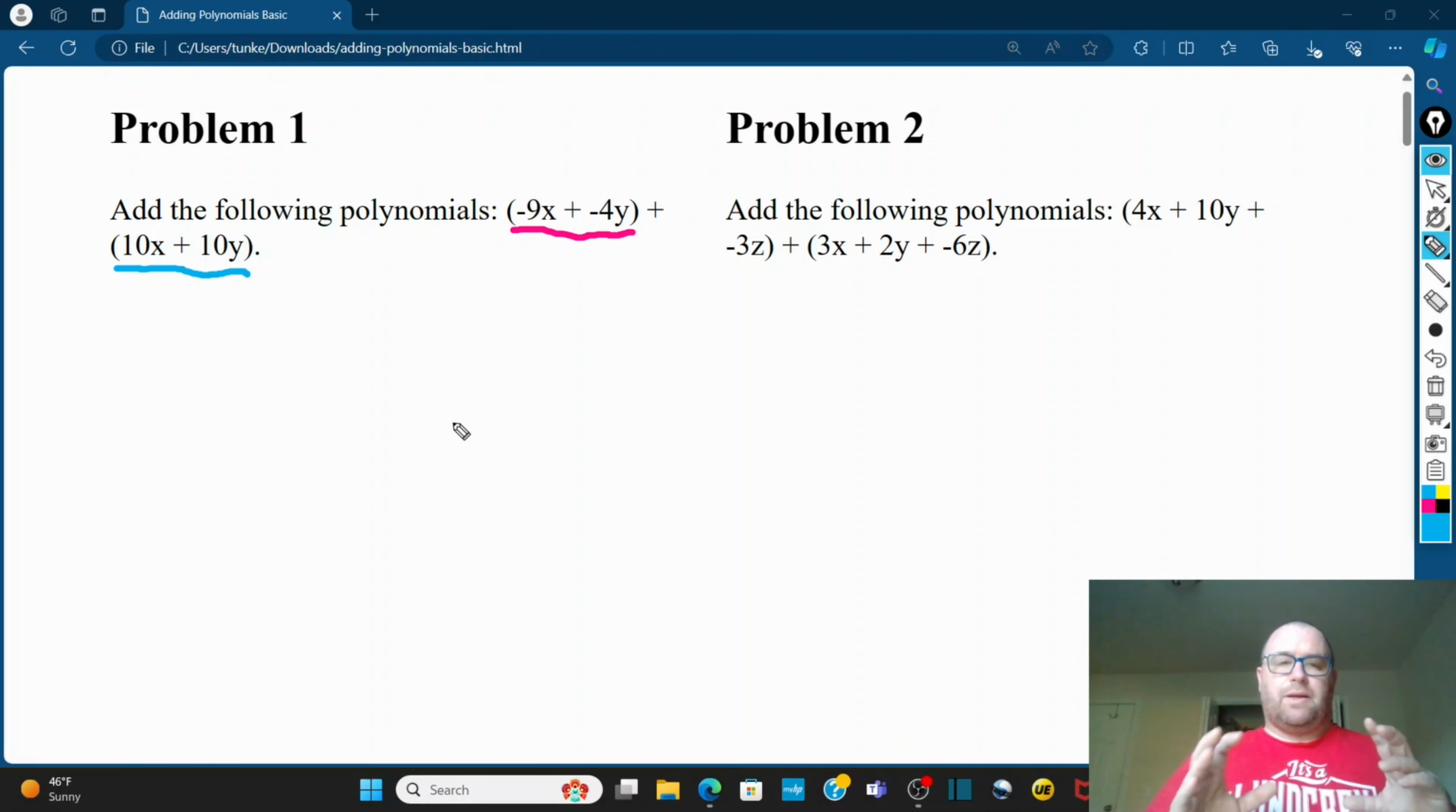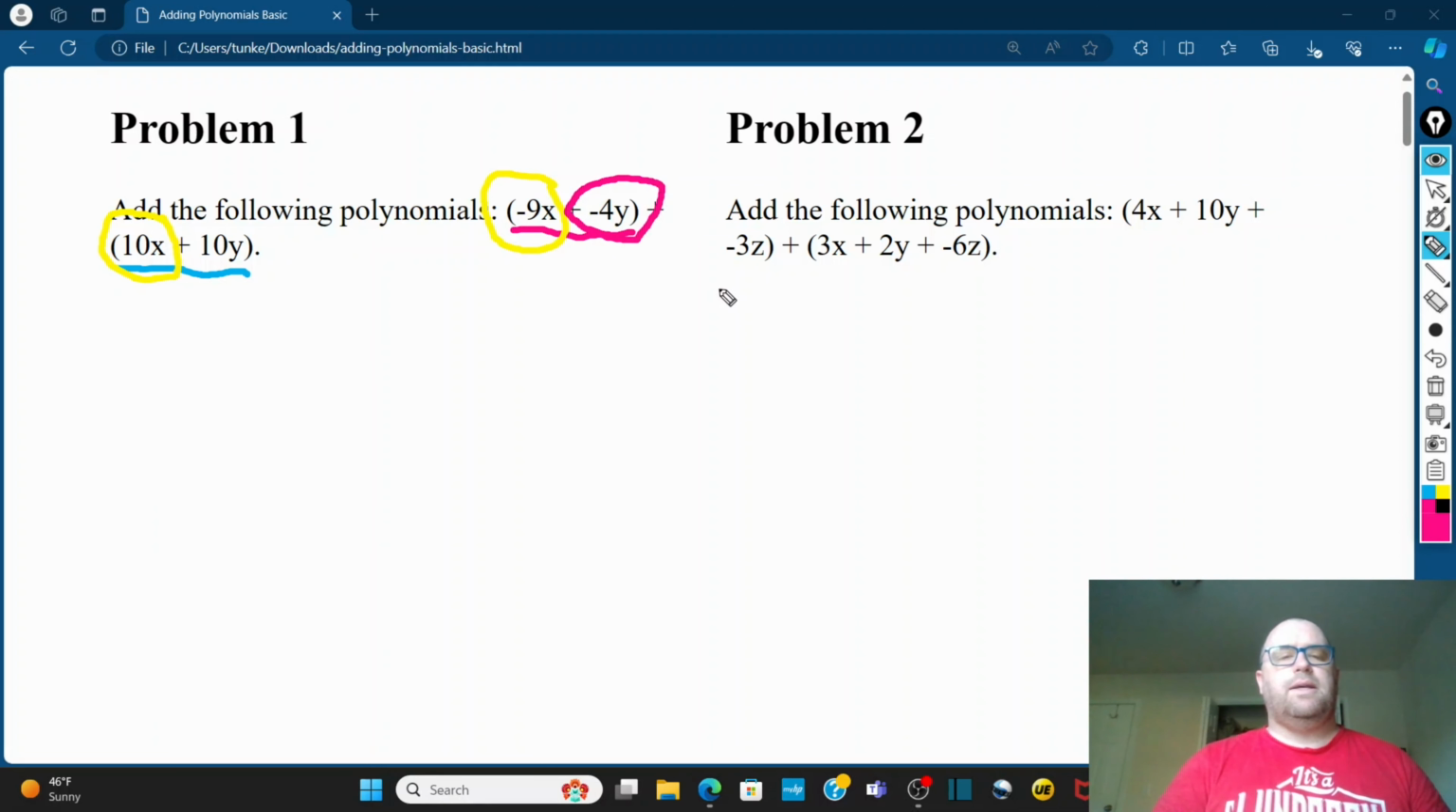So what we can do is we can combine terms that have the same variable. So for instance, terms that have the variable x are going to be like each other, and the ones that have the variable y are going to be like each other, not the same x value. I misspoke. But so for instance, in this first one, the term negative 9x is like the term 10x. So we can add those two together. Likewise, the term negative 4y is like the term 10y. Okay, so we're going to combine those together.